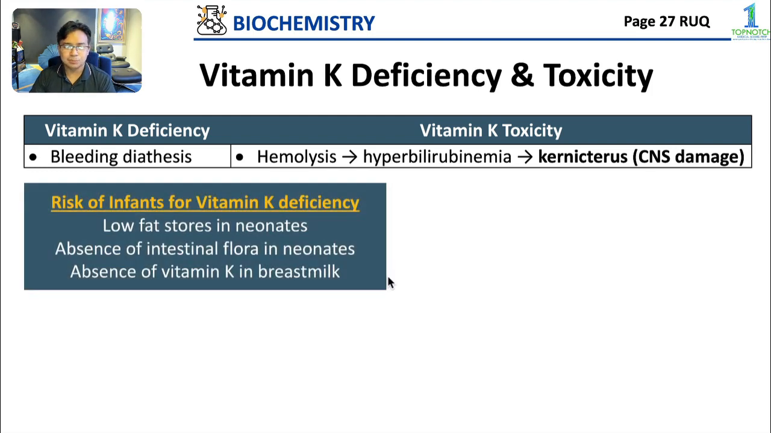But why are infants prone to having vitamin K deficiency? Remember, vitamin K is a fat-soluble vitamin. Thus, patients with low fat stores, such as infants, which are mostly water, are more susceptible to vitamin K deficiency. Recall that vitamin K can be synthesized by the intestinal microbiota. So, absence in neonates leads to further problems. And of course, as mentioned previously, vitamin K is virtually absent in breast milk. Therefore, neonates have high risk for vitamin K deficiency. Hence, they must be administered after childbirth.